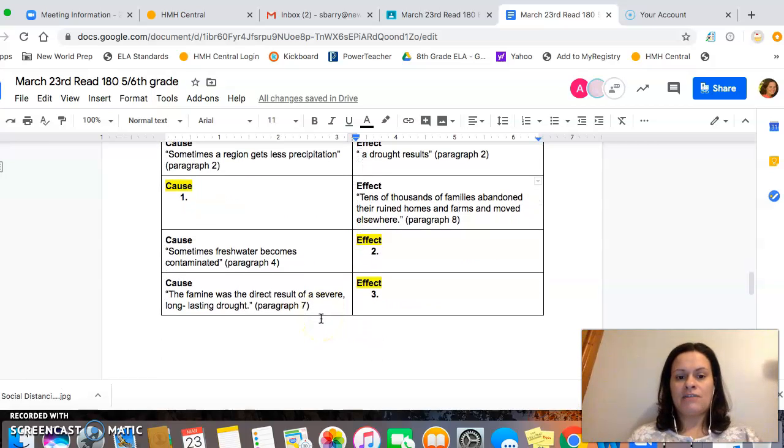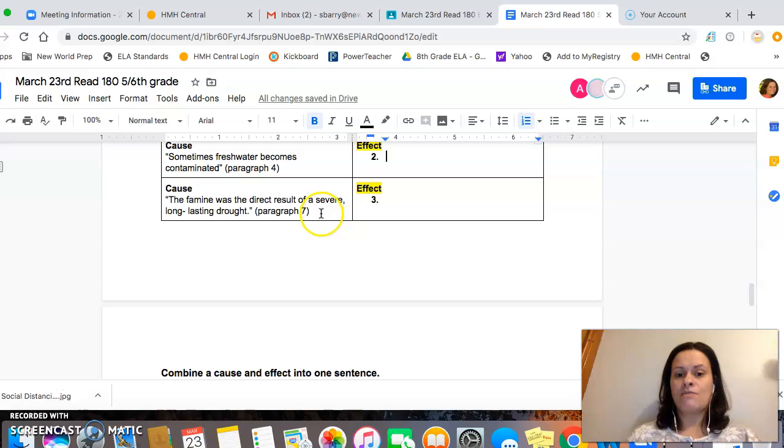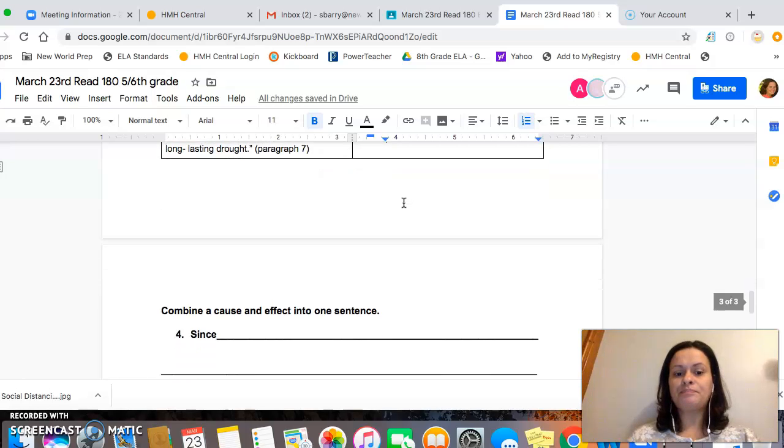Okay? Now this one is in paragraph 4. So number 4, for this one, in paragraph 4, we have the cause. So I want you to go to that paragraph 4 and find the effect in that paragraph. And then the same thing with paragraph 7. They give us the cause. What is the effect that the author gives us in paragraph 7?